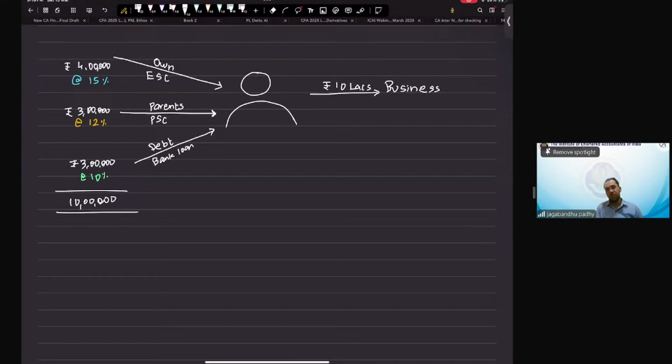Now, my question to you is, can you tell me what will be the minimum rate of return that you need from the business? Can you tell me what will be the minimum rate of return that you will need from the business? Yep, tell me. I mean, how much rate of return should the business give actually? 6%, 15%.